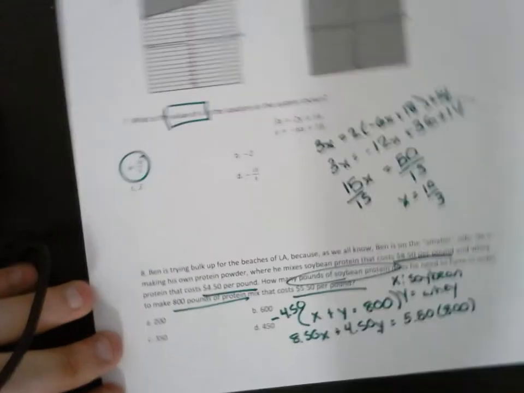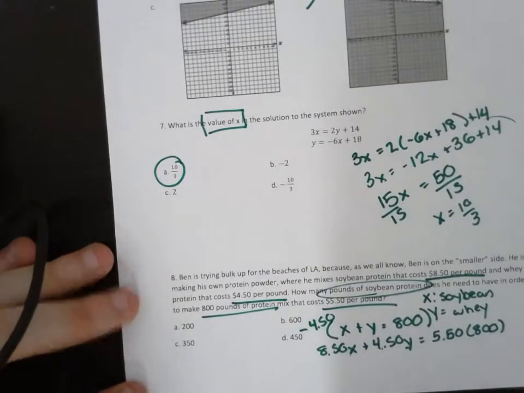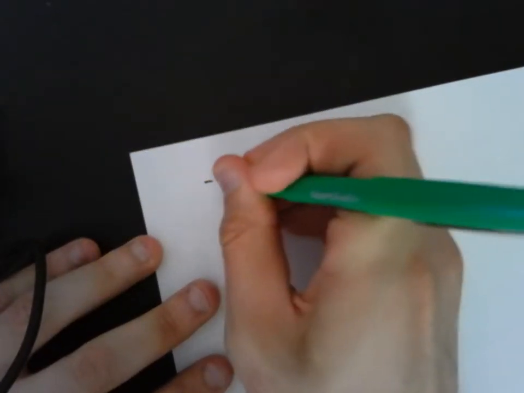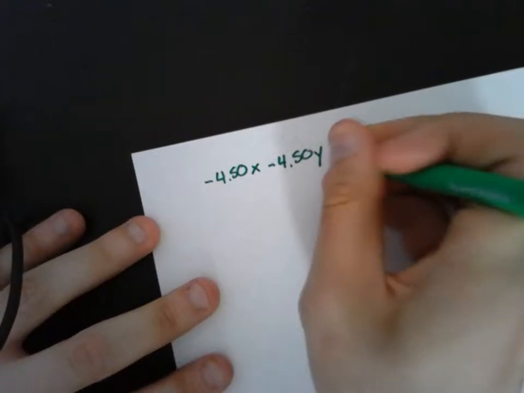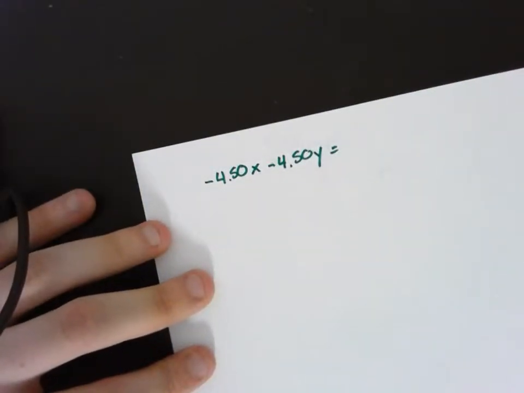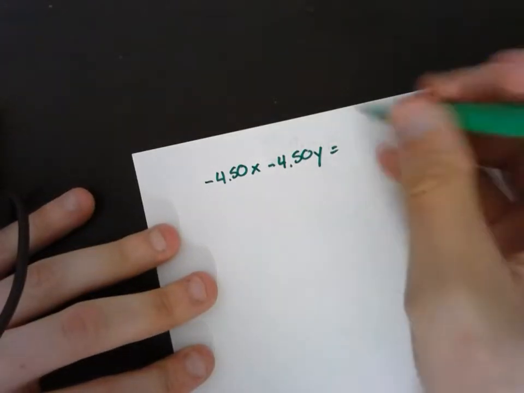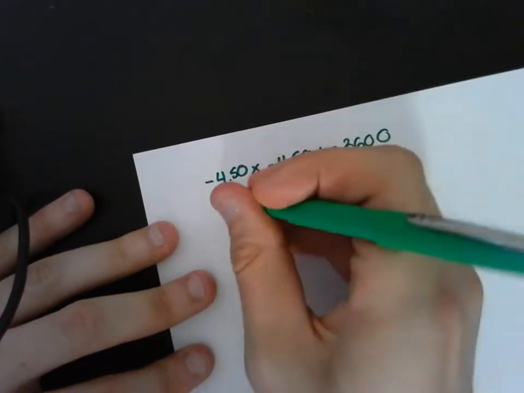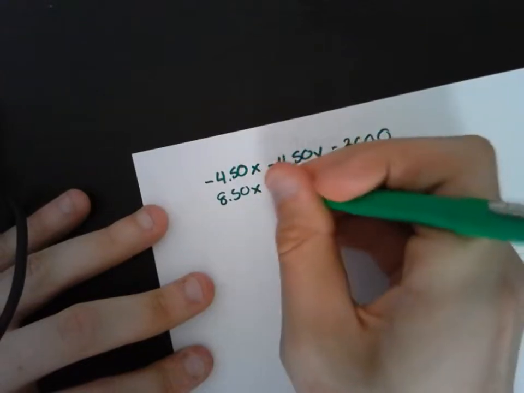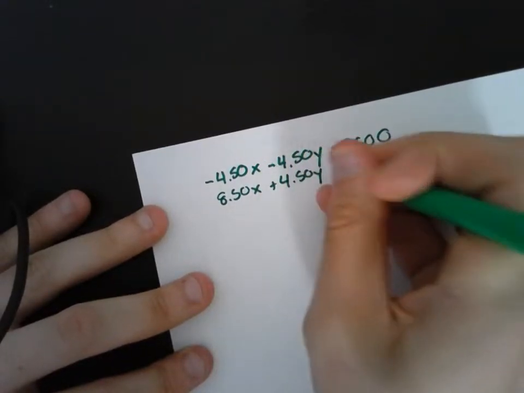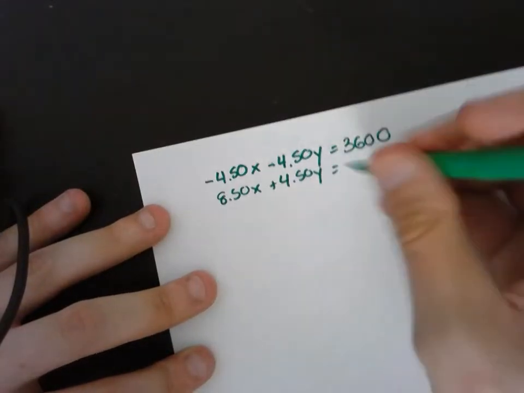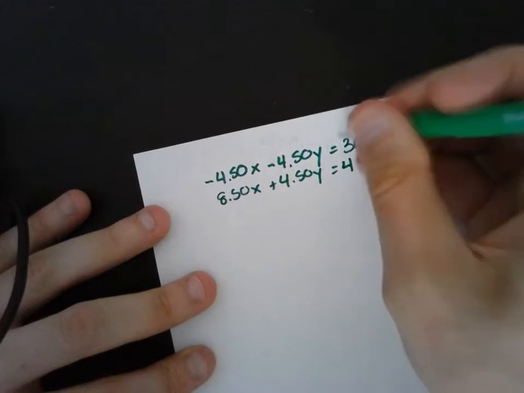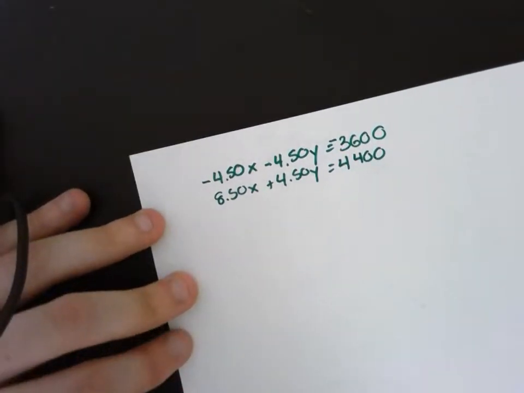So I'm going to move over here. I'm going to run out of room. I'm just going to turn to the back, actually, I lied. It's going to be negative 450x minus 450y equals, if I do 800 times 450, I get negative 3,600, and I still have 850x plus 450y equals, if I do that, I didn't do that 550 earlier, so let me do that. I get 4,400. And don't forget, this is a negative 3,600, my bad.